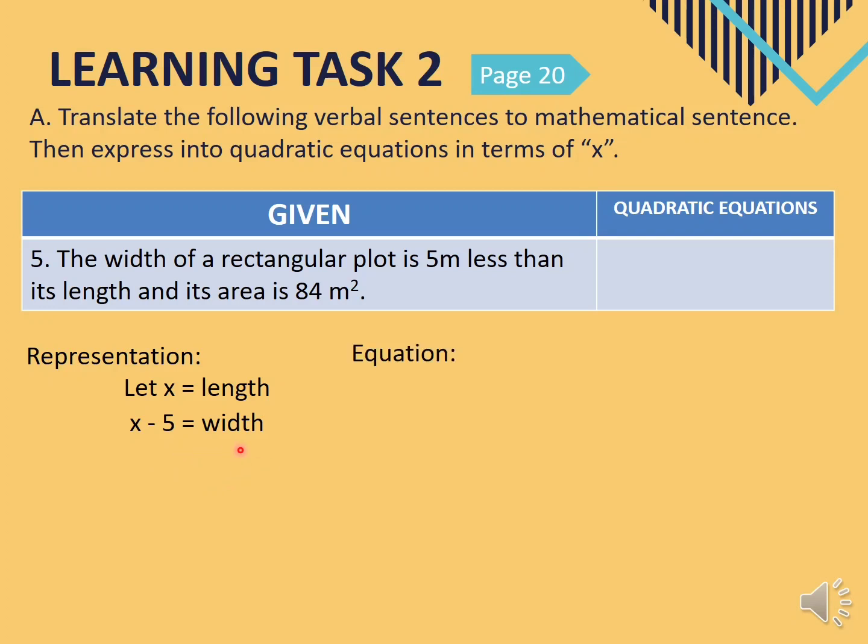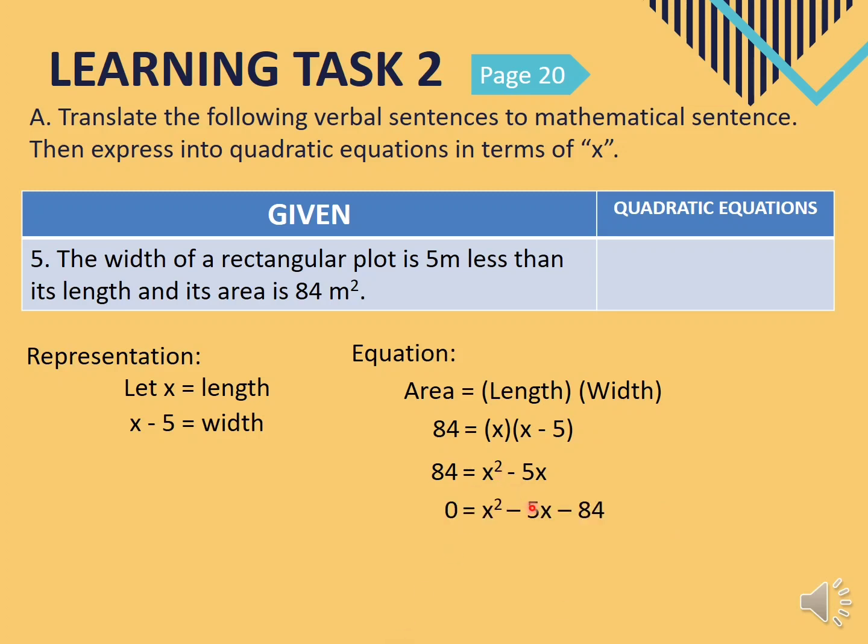And for the equation, we have area is equal to length times width. Area is 84, and then length is x, and width is x minus 5. X times x, we have x squared. X times negative 5, we have negative 5x. So, therefore, we have x squared minus 5x minus 84. That is our quadratic equation.